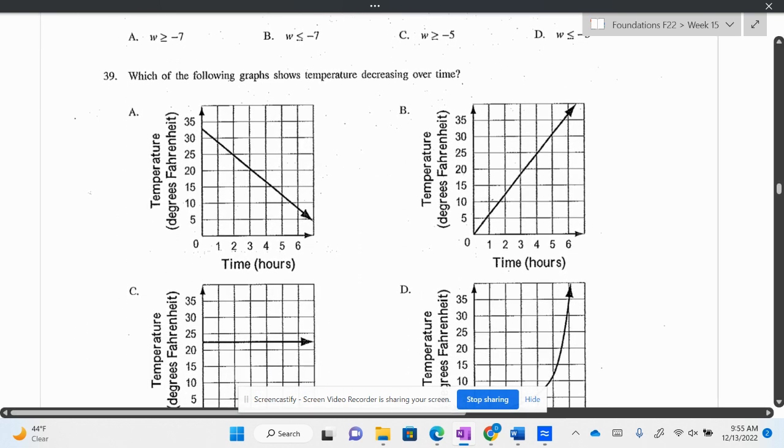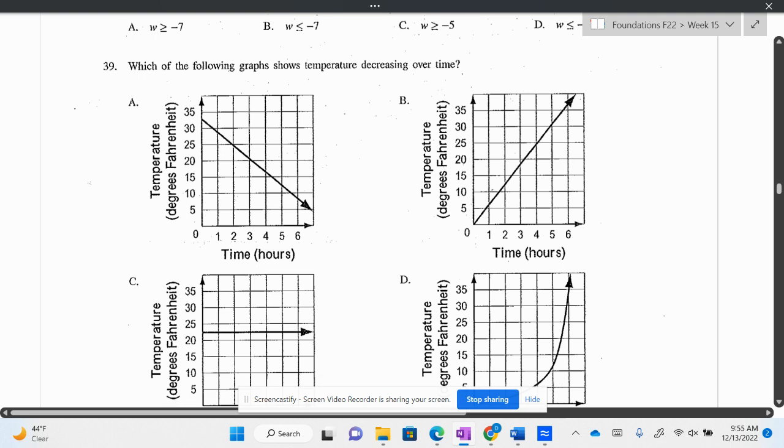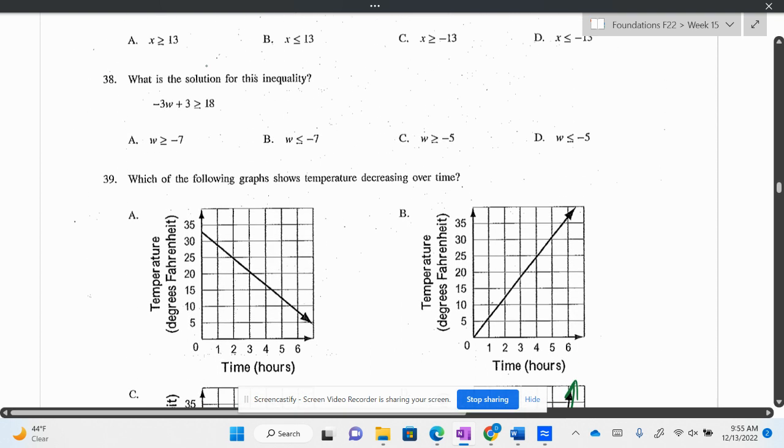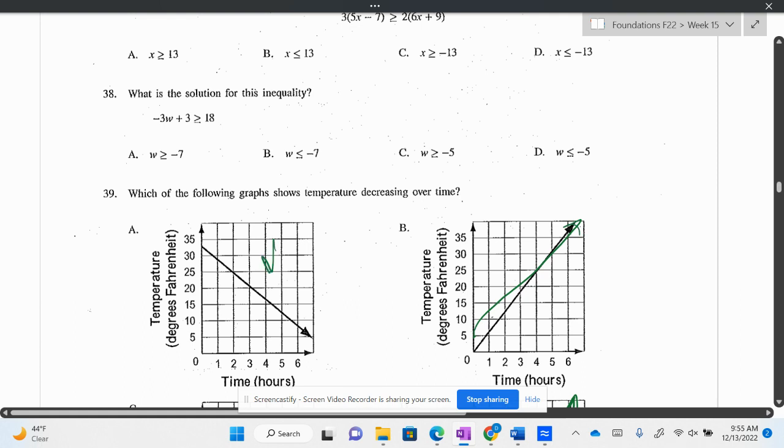Which of the following shows the temperature decreasing over time? This shows the temperature staying the same. This shows it increasing slowly and then exponentially. Steady increase, right? This is a decrease.